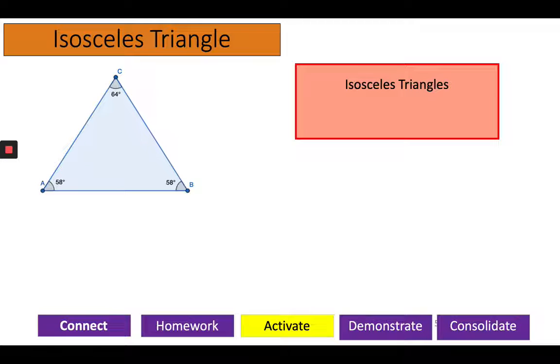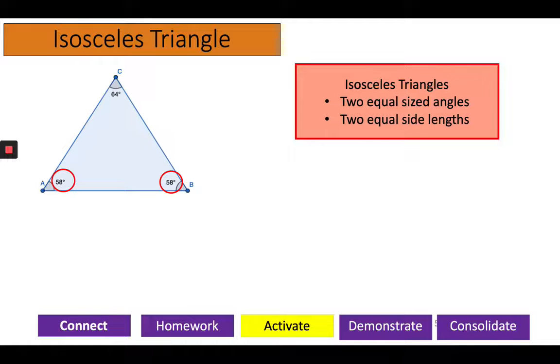Now we will look at a special triangle called an isosceles triangle. Isosceles triangles, of course, have interior angles that still sum to 180 degrees, but they are special because they have two equal-sized angles. We can see here, both 58 degrees, and two equal side lengths. We can see by those dashes, we know the dashes on a shape mean that the side lengths are equal.